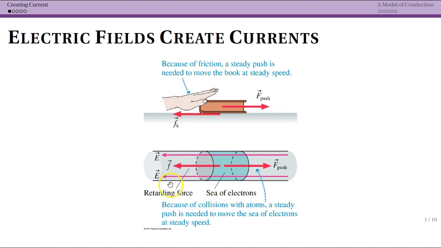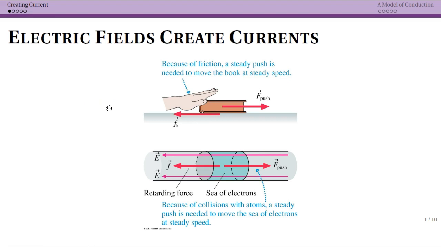Similarly here, because there is a resistive force, or here it says retarding force, just a force that is opposing the motion, again due to collisions with the ions and other electrons, there actually has to be some sort of pushing force. There has to be a force pushing those electrons forward so that they continue to travel at a constant speed. So do keep in mind that this just means that there's a zero net force, because there's that force due to the collisions.